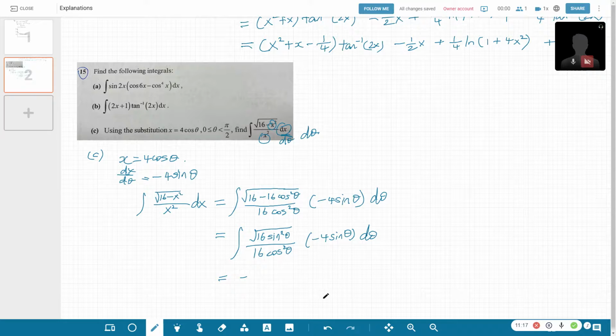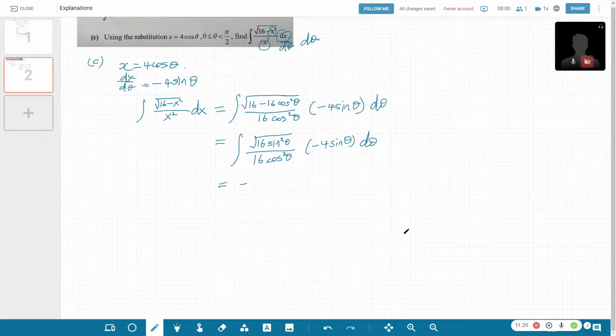Equals to, just shift this up, integration. This will become 4 sine theta, so I'm left with negative 16. Or there's a negative I brought outside here. So I'm left with 4 sine theta times 16 sine square theta over 16 cosine square theta. Okay, the 16 cancels out. Tangent square.